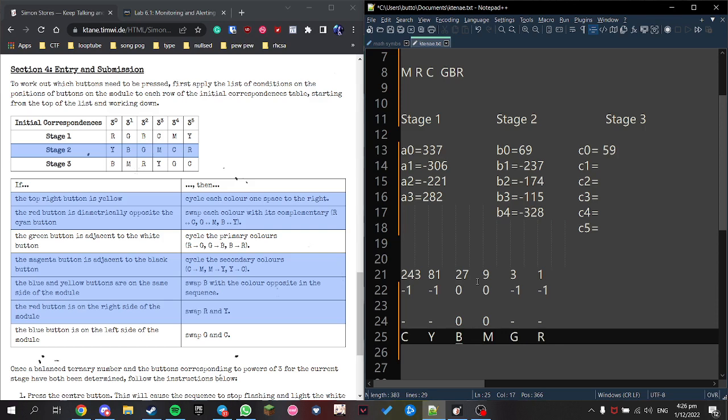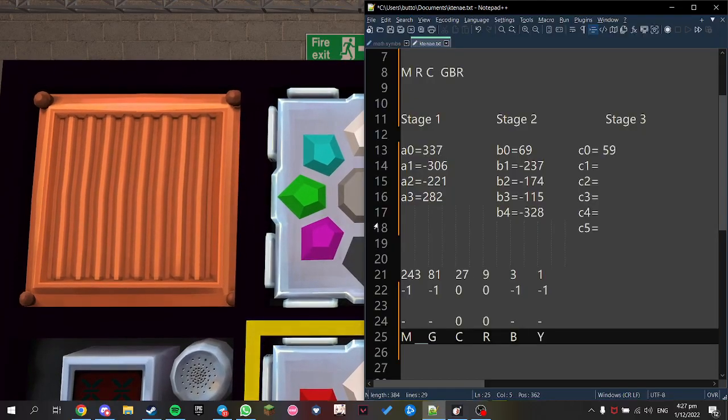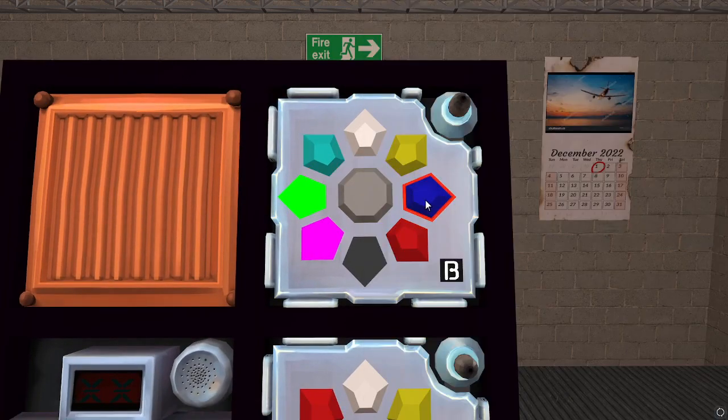Okay, and then blue and yellow. Okay, cycle the secondary colors, so C to M, M to Y, and then Y to C. Swap B with the color opposite in sequence, so G and blue, like this. And swap red and yellow. So red and yellow are swapped. I think that's it. So now we're gonna input negative magenta, green, blue, yellow.